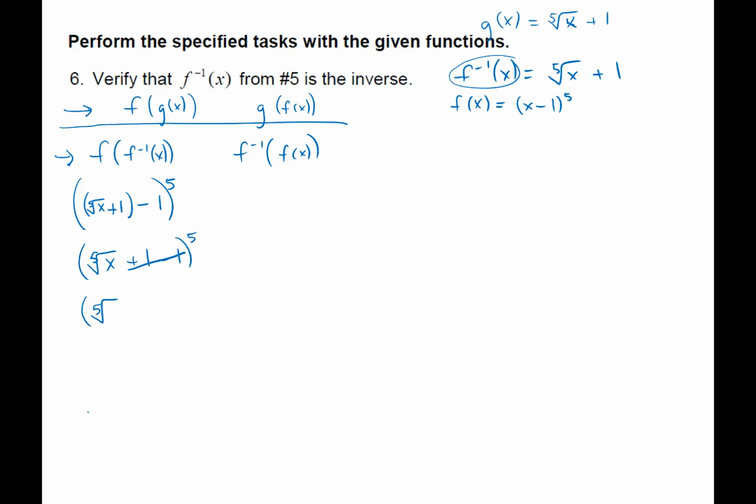Then I just have the fifth root of x to the fifth power. Those cancel, and so all I have left is x, which is, by the way, what we're looking for. So it turned out nicely. Awesome. On to the other version.